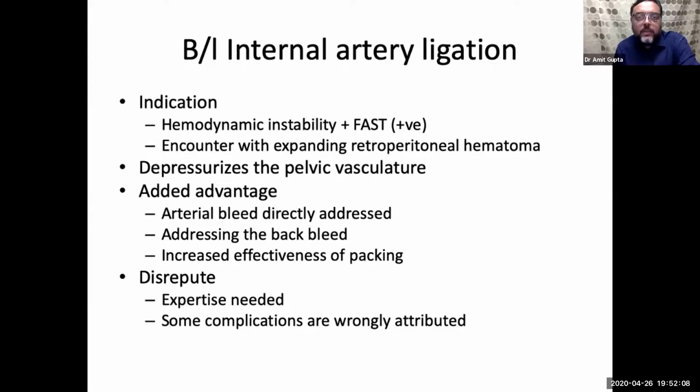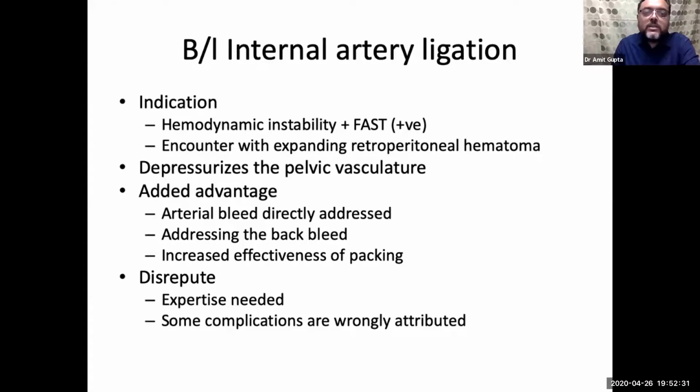Just a word about bilateral internal iliac ligation. Obviously, in hemodynamic instability with FAST positive, where we encounter an expanding retroperitoneal hematoma, it does depressurize the pelvic vasculature and helps our packing. So it is not that we are doing bilateral internal iliac ligation just like that. We complement it with both external fixators as well as pelvic packing.